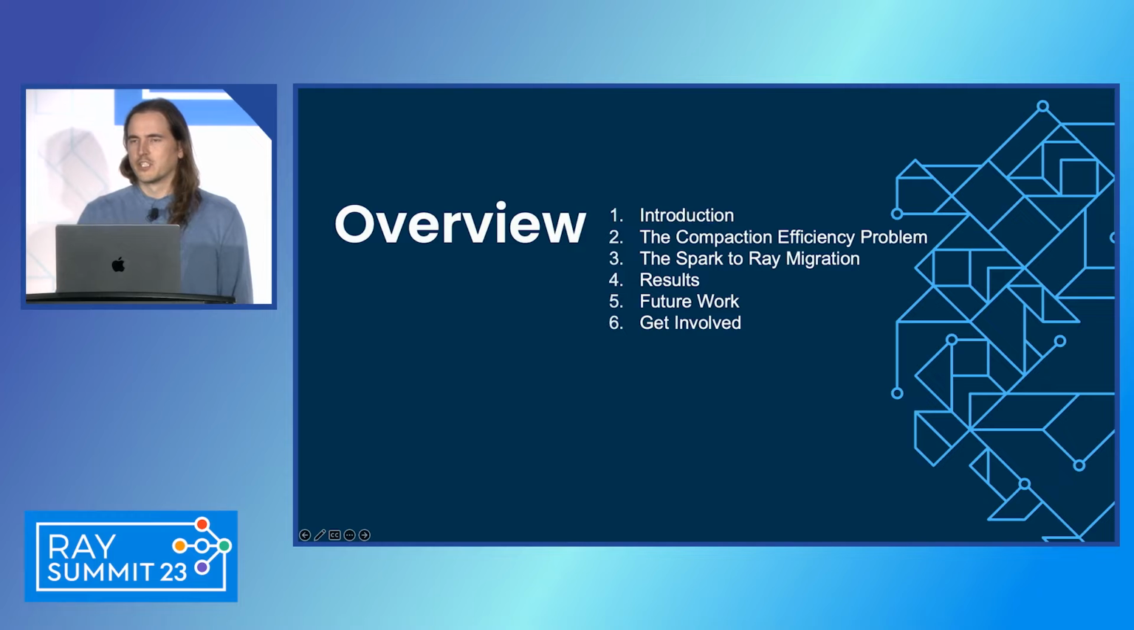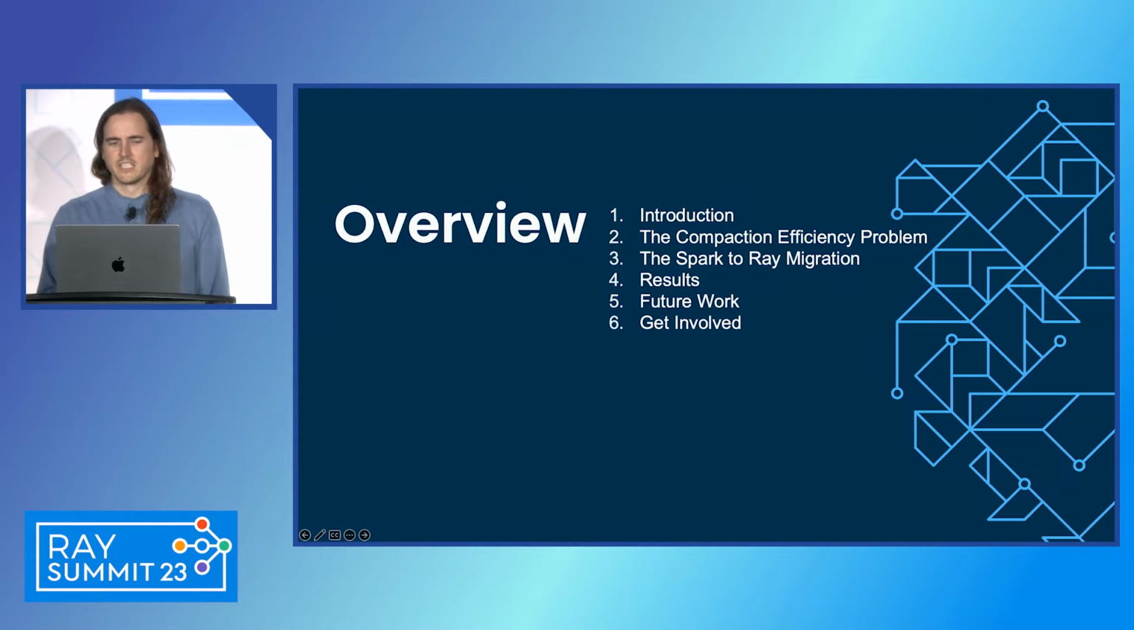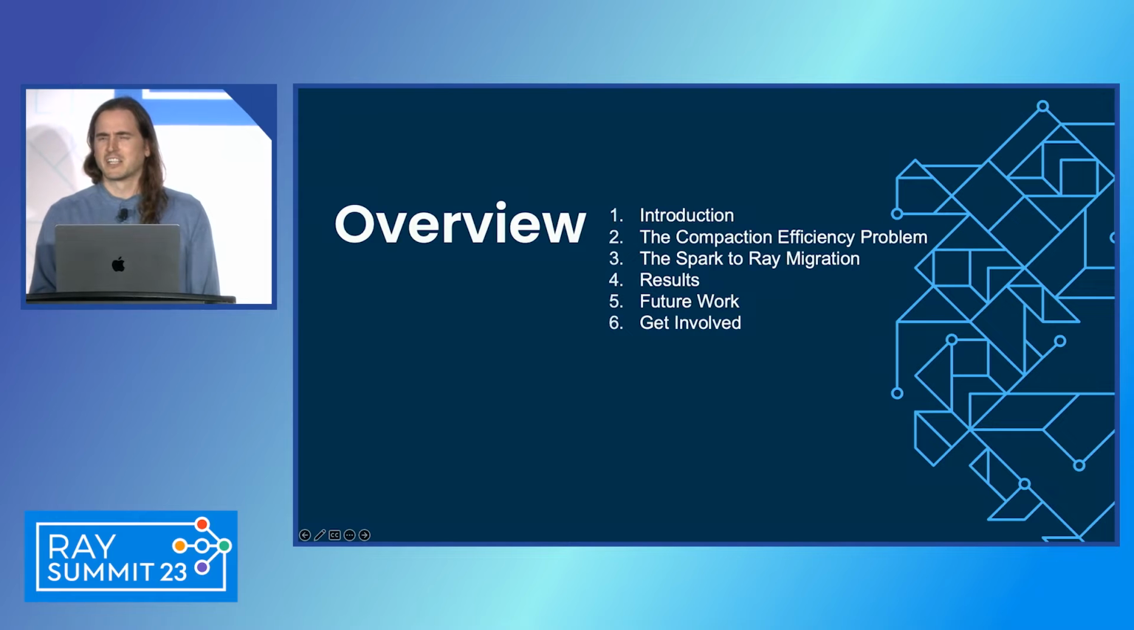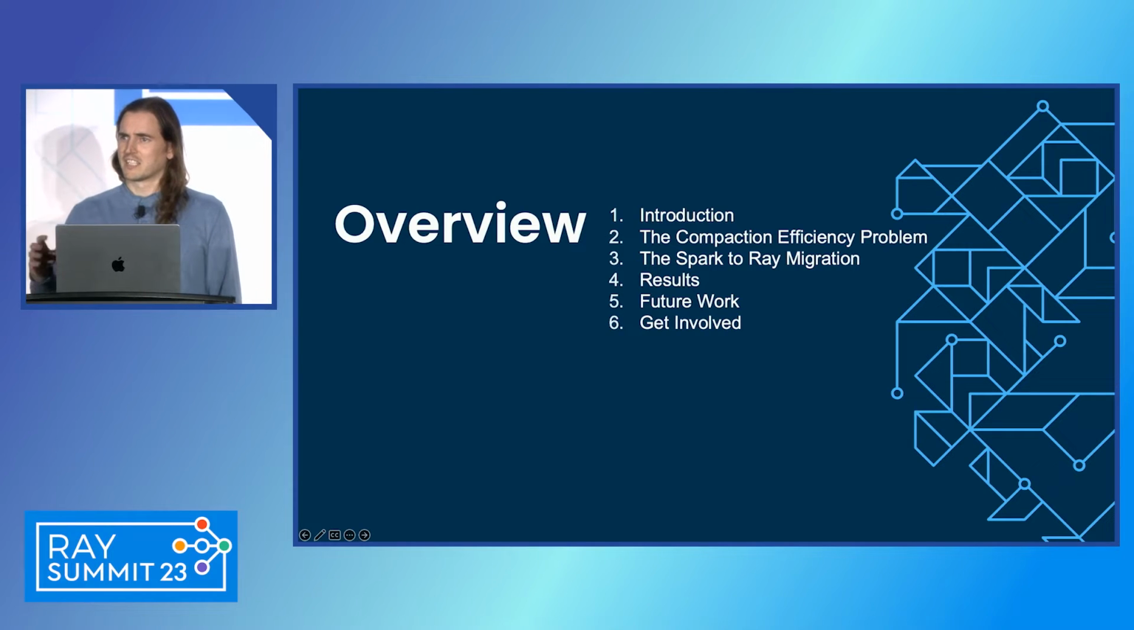We'll start with an overview of the kind of problem space that we're in, introduce you to it, and talk about this so-called compaction problem that we have with our data residing in our business intelligence data catalogs at Amazon. Why we decided to migrate this particular workload from Spark to Ray, even though this is fundamentally what we're going to be talking about as a big data processing workload. So you may look at it and say, well, why exactly did you choose Ray for it?